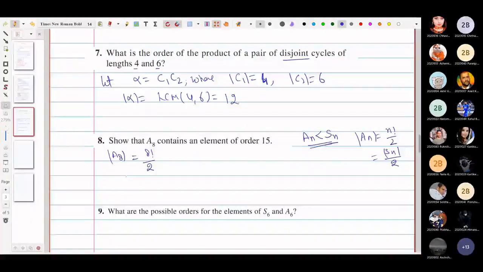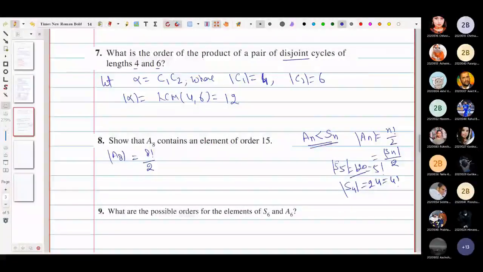In fact, Sn has so many elements. If you simply compute this, in S5 there would be 120 elements. In S4 there would be 24 elements. This is factorial 4, and this is factorial 5. So this is a group which rapidly increases the number of elements as n grows.